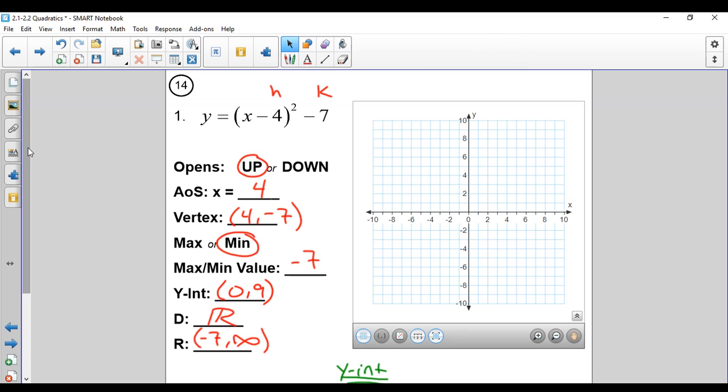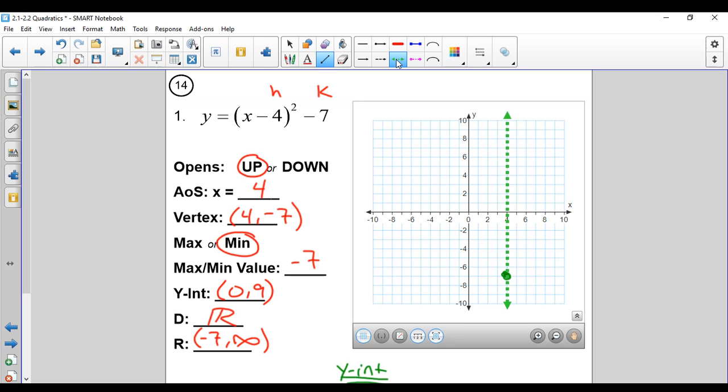First thing I want to do is plot the vertex, (4, -7). So we go right 4, down 7. There's our vertex. I also want to put in our axis of symmetry somehow. I'm just going to use a dotted line here. I suggest you use a highlighter if possible. Our axis of symmetry is going through x equals 4. That cuts the parabola in half. That's going to help us out.